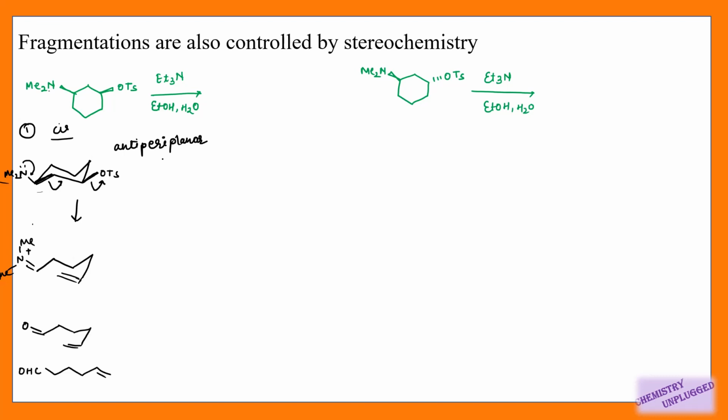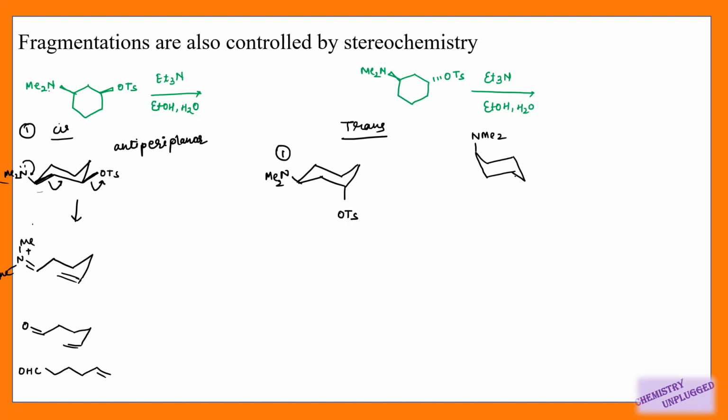We can write it like this. The next example is where we are using trans. These two groups are trans to each other. So we have two possibilities here: when they are trans to each other, they will be axially-equatorially or equatorially-axially placed, right? First, suppose I have the situation where this NMe2 group is equatorially placed and this tosylate is axially placed. The other possibility is this NMe2 is axially placed and this tosylate is equatorially placed, right?